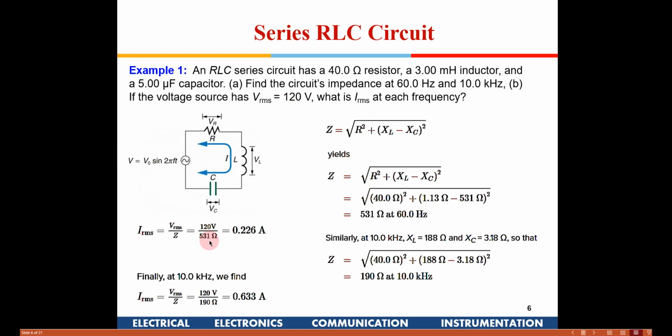So 120 divided by 531 for the first case, and for the second case for 10 kilohertz you have 120 divided by 190. So these are the two currents. But the thing which is not highlighted here is that this current will be a lagging current, whereas this will be a leading current, because if you do the phase, you will find this is lagging and this is leading.